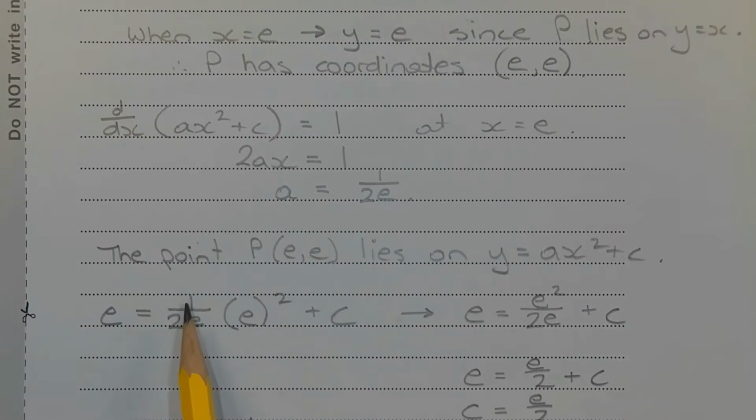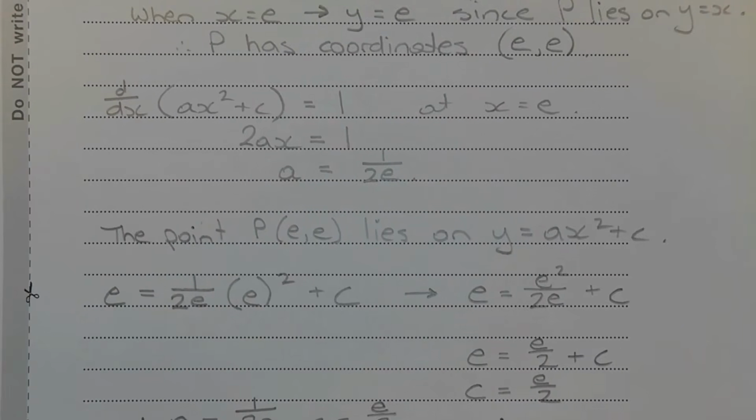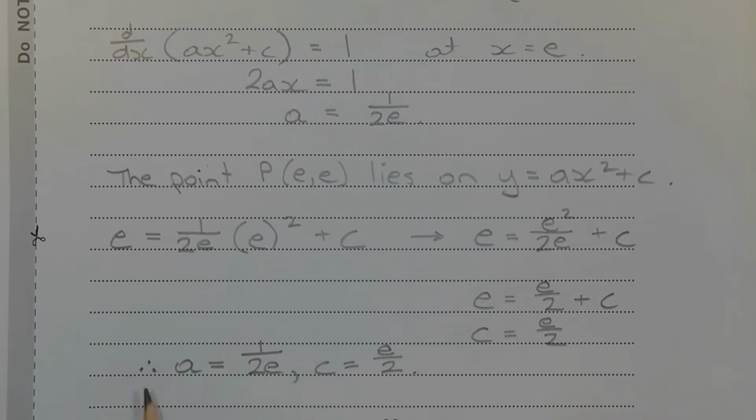So e is equal to 1 over 2e times e squared plus c. And that's e equals e squared over 2e plus c. So we can do some cancellation here. So we get e is equal to e over 2 plus c. And solving for c, we get c is equal to e over 2. Therefore, a equals 1 over 2e and c equals e over 2.